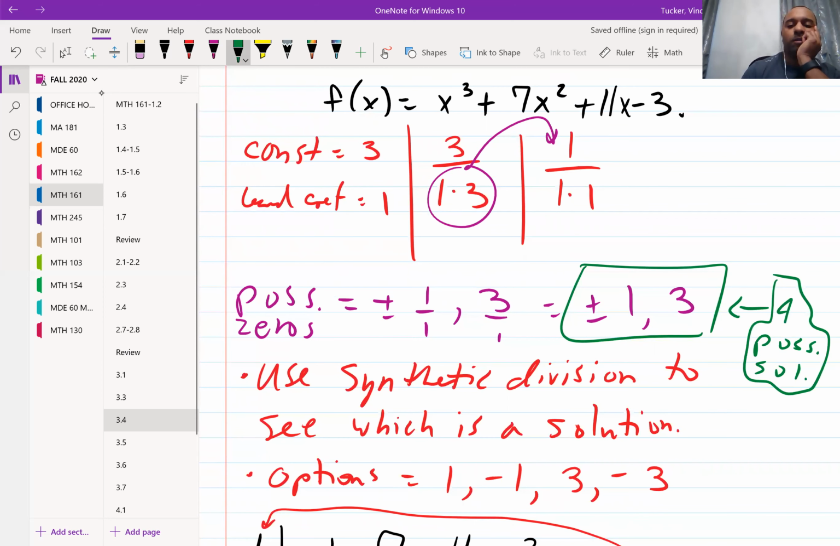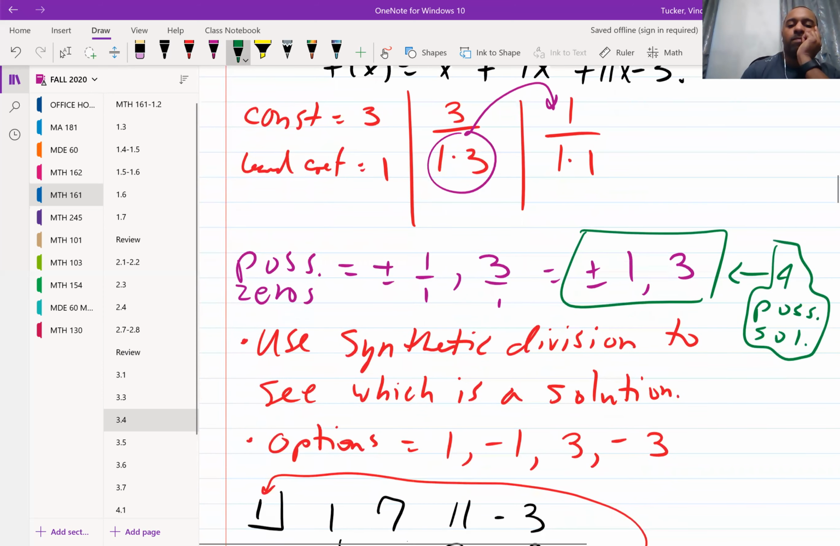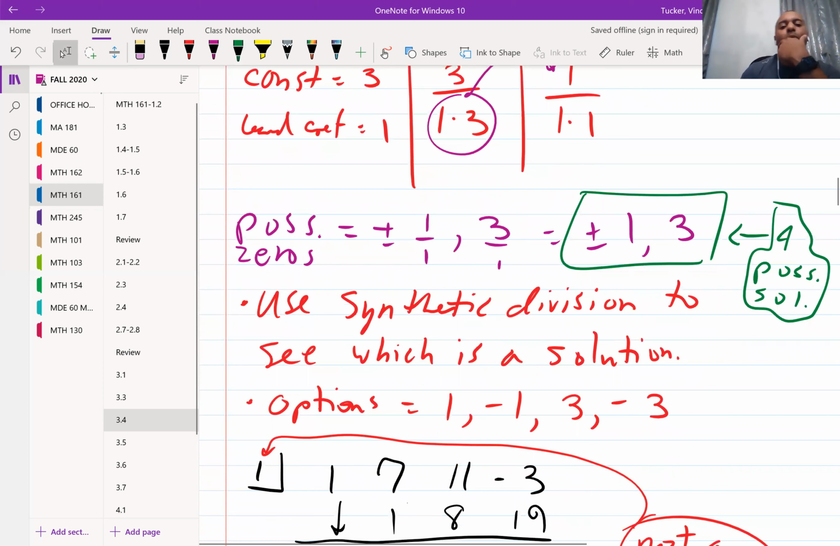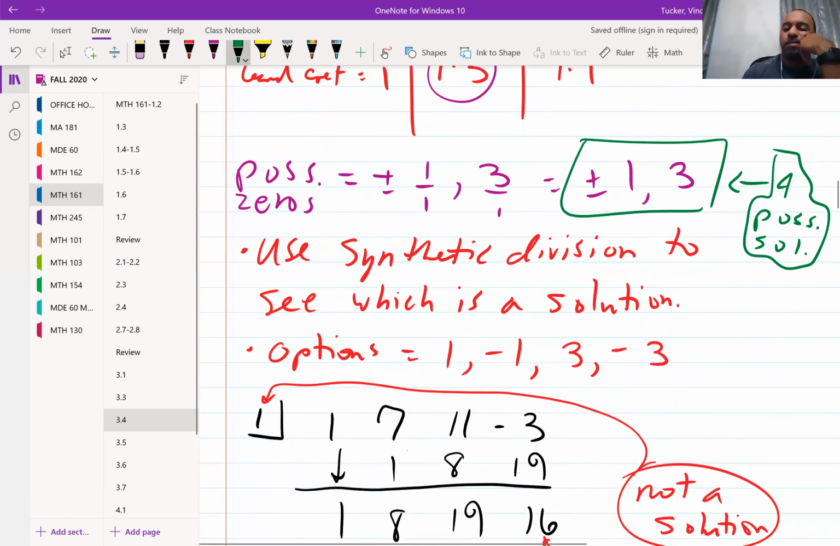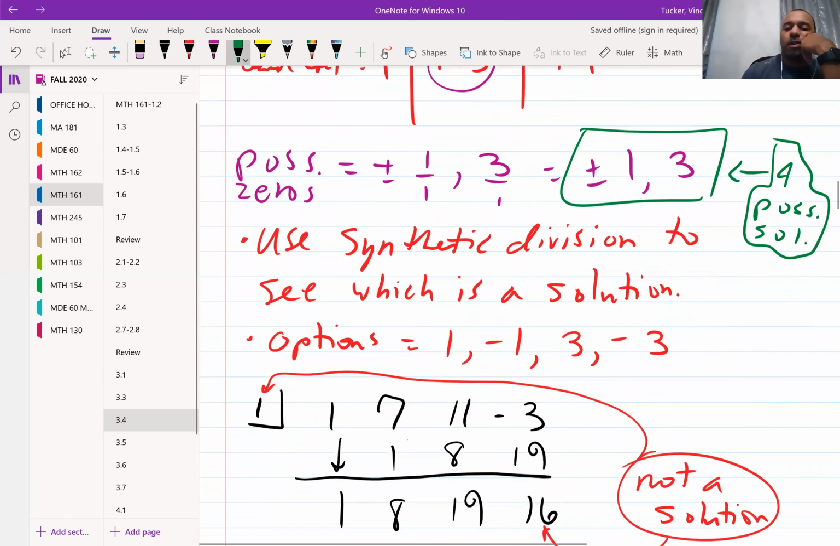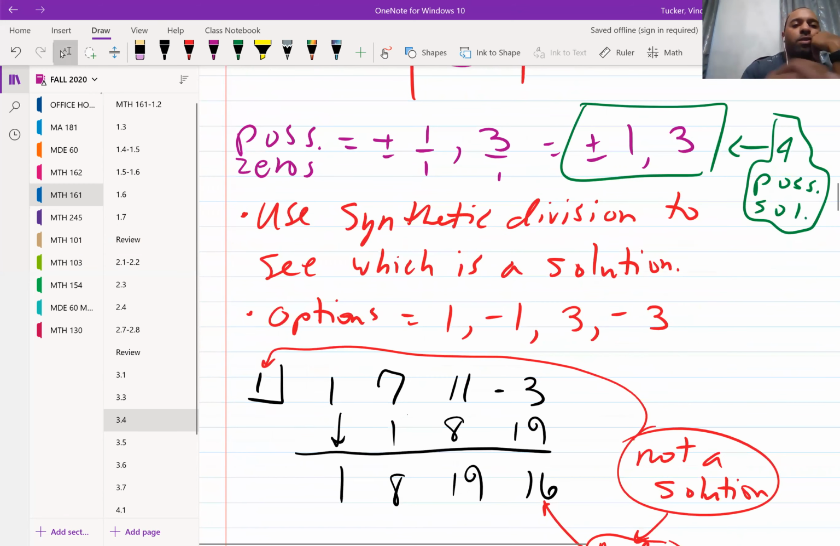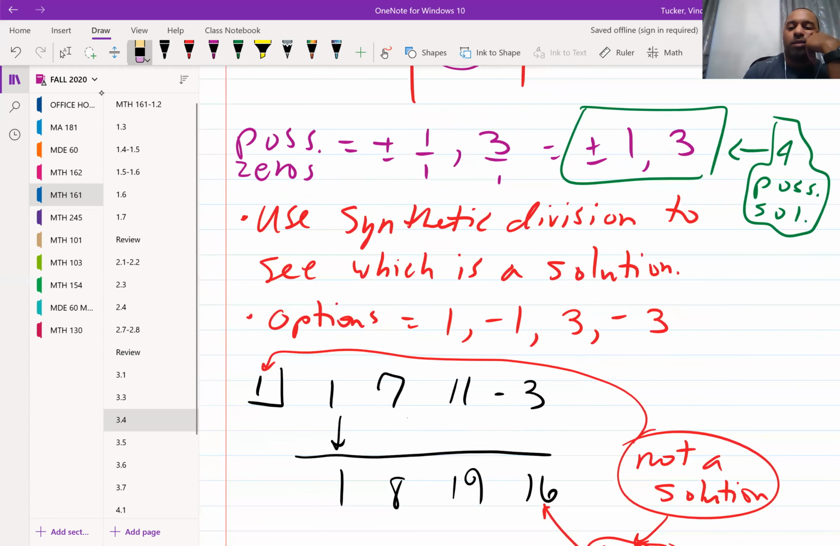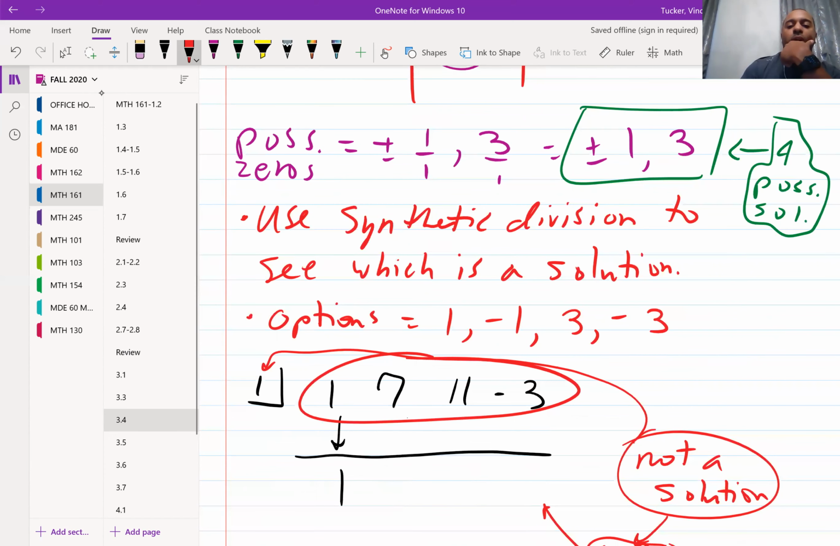All right. So we use synthetic division to see which is a solution. Once again, options 1, -1, 3, -3. And remember, we did a synthetic division process, so I'll do that again. Let me erase this stuff. So if we decide to use 1 first to check. Now we're going to use our coefficients.